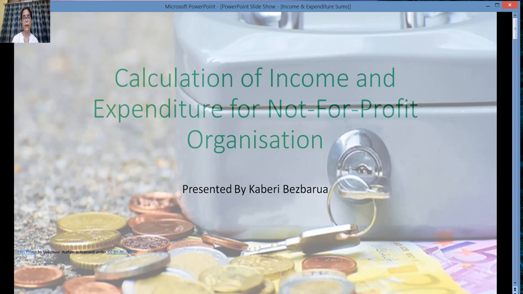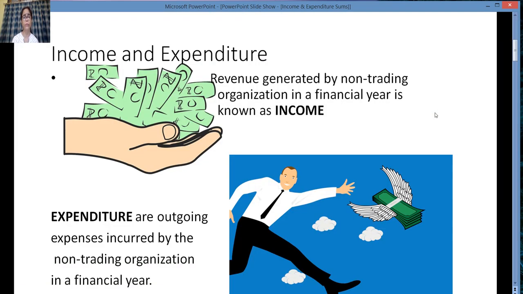Generally, we calculate this in the format of income and expenditure account. But before we go into that account, let's see how we calculate in simple language. How do we calculate an income and expenditure, and what are the factors to be kept in mind in this regard? So quickly, when we say income, it is the revenue generated by the non-trading organization or not-for-profit organization in a particular financial year, and just the opposite of it is expenditure, which is the outgoing expenses incurred by such kind of organization in one financial year.